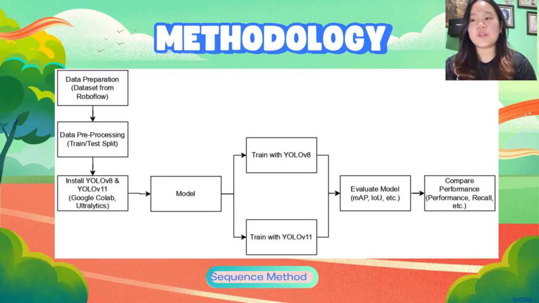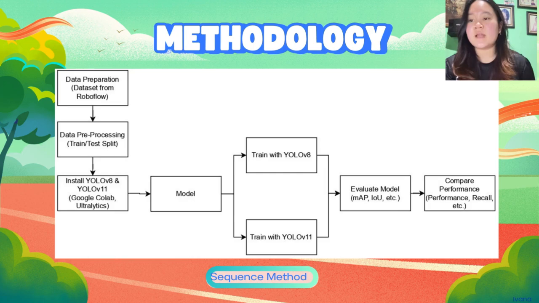Next part is methodology. In the first part of this methodology, I will explain the sequence of the method flow. First, we prepared the dataset we obtained from RoboFlow. The dataset consists of 3,500 images combining many datasets from various authors relevant to the subject. The images were classified into three categories: push-up totaling 1,573 images, sit-up 1,000 images, and squat 1,047 images.